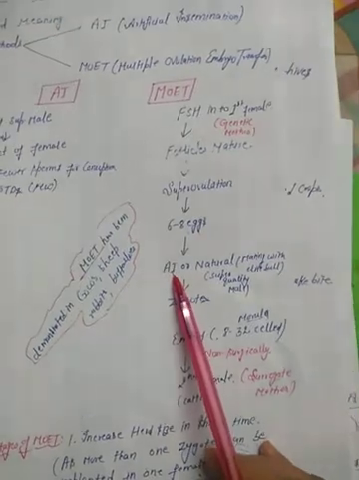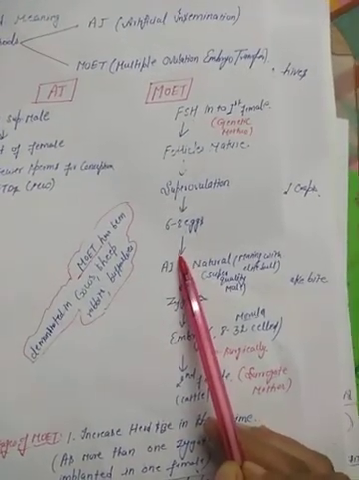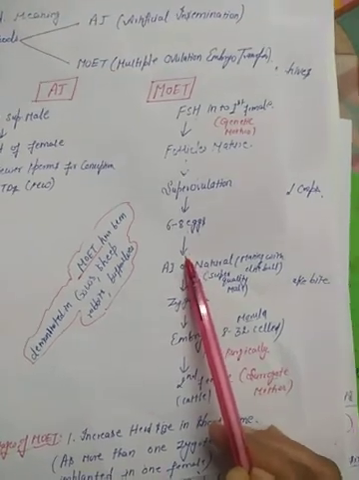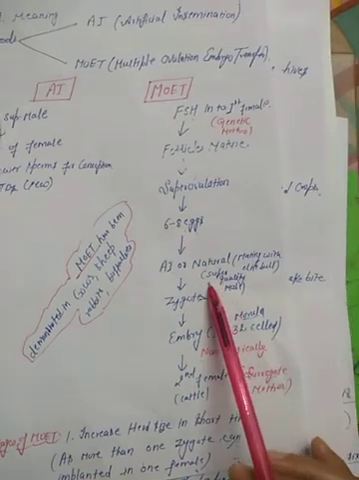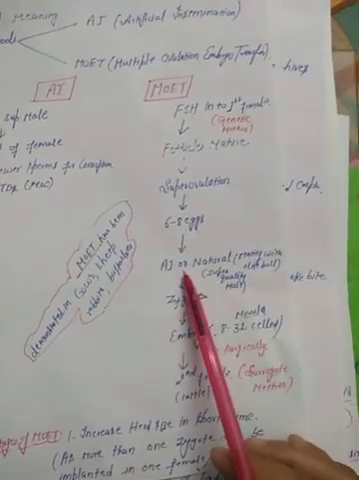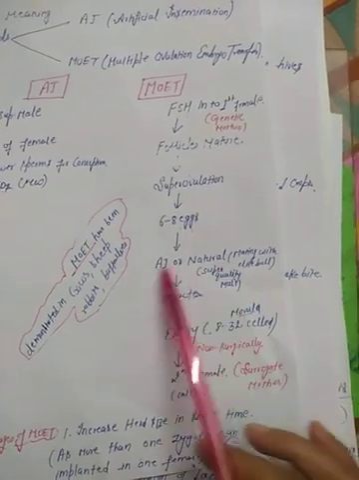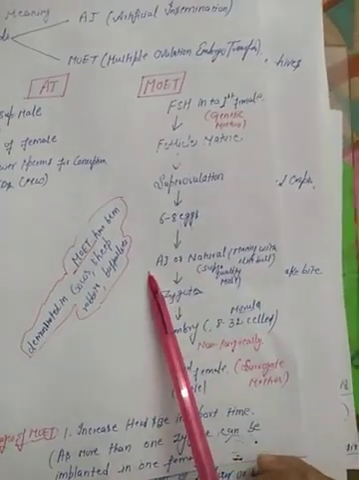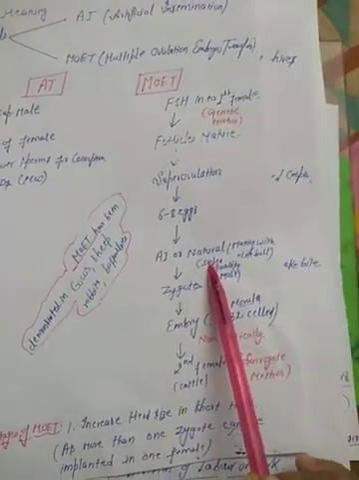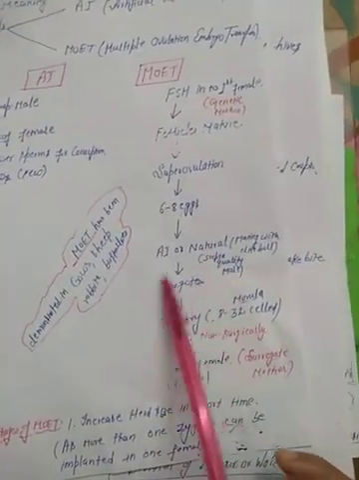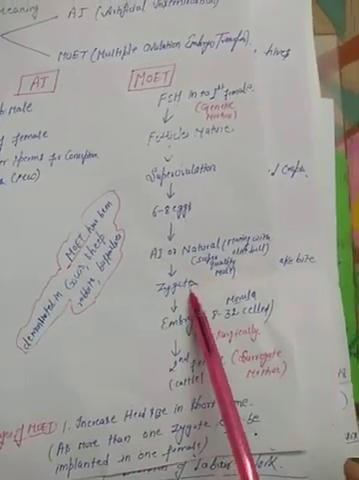So after this what happens? After this, that female will be cross-mated naturally with any superior quality male bull, or that female can be artificially inseminated. Two ways are there. One is artificial insemination and one is natural. Then fertilization will be there and zygote formation will be there. Not zygote, but zygotes formation will be there.